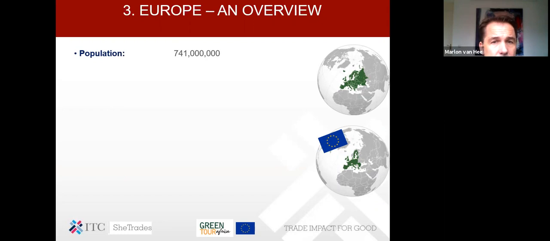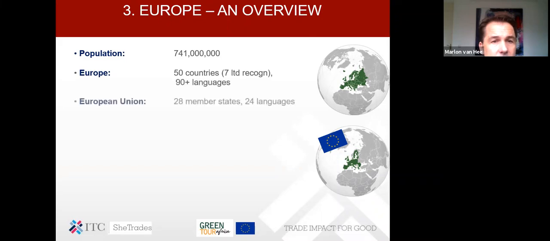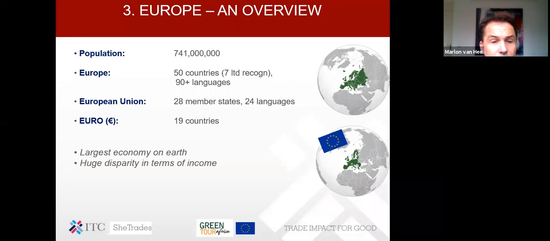We have more than 740 million people living in Europe. We have 50 countries, more than 90 languages. The European Union is only 28 countries out of these 50 European countries that we have. 24 languages. The euro, the currency, is not being used in all European countries. It's only limited to 19 countries. Europe, the largest economy on earth, but there are big differences in terms of income. GDP per capita in 2019, US dollars, almost 29,000 US dollars.